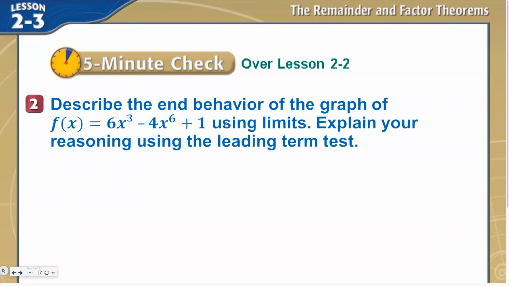All right, when you get to number 2, it says describe the end behavior. That's talking about the limits. That's why it says using limits here of the graph given by this equation. And so if you're going to do that, what I suggested last class is to use the leading term test. Specifically, we need to identify what is the leading term in this equation. So I'm hearing negative 4x to the 6th power. Why is it not, this 6 looks like the biggest number. Shouldn't it be the 6 as the leading term, or maybe because it's first?